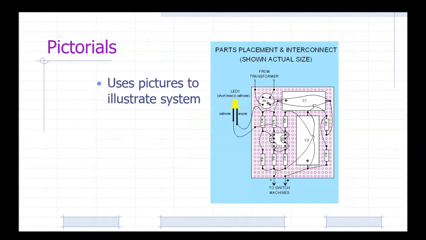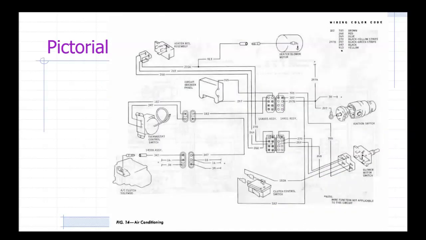So, pictorials. These use pictures to illustrate the system. It's just trying to show you the actual system. So you've got an LED and it's showing you the different resistors, and you've got your power coming in from your transformers, and those are, if I remember right, capacitors. Wrong symbol for them, but that's me being picky.